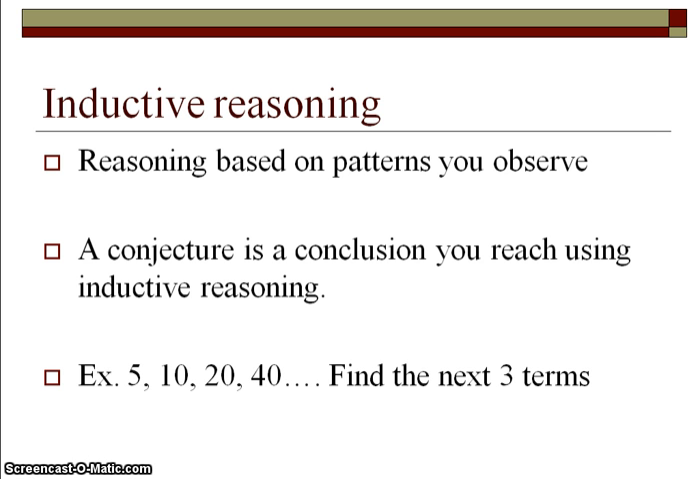The conjectures you reach are conclusions by inductive reasoning. For example, if you just saw the pattern 5, 10, 20, 40, and you were asked to find the next three terms, you would notice these are all doubling. So by inductive reasoning, based on the patterns you observe, this would go to 80, 160, etc.